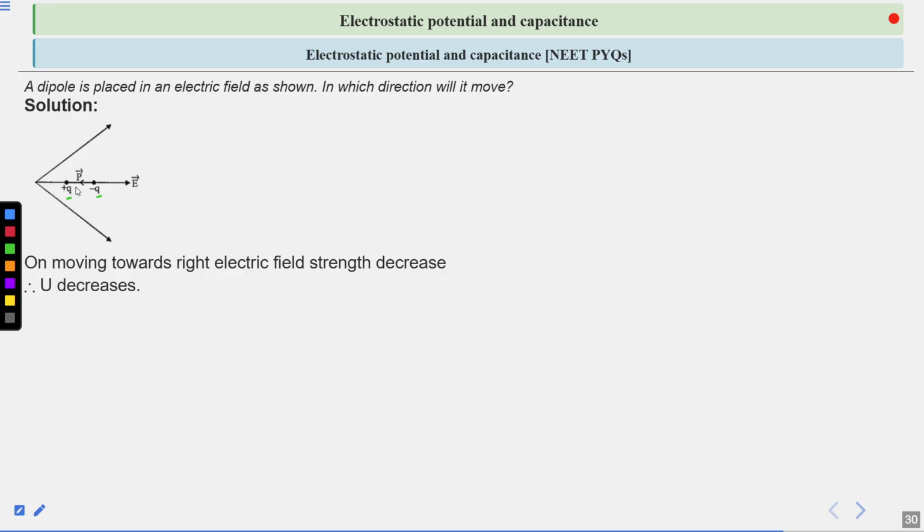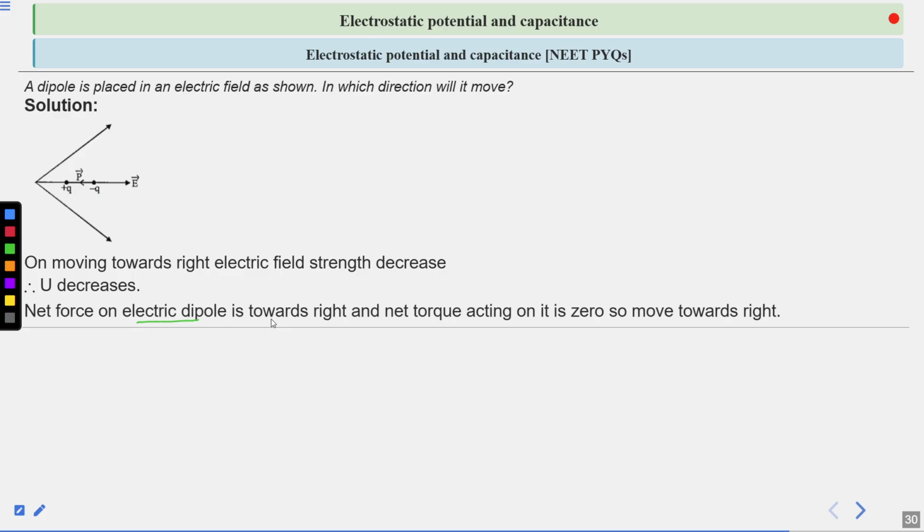We know what stable equilibrium is: if the dipole moment is in the direction of the electric field, that is stable equilibrium. But if it is anti-parallel to the electric field, then it is unstable equilibrium. It means no torque is applying, but the equilibrium is unstable. If we give it a small angular displacement, it will rotate and align in the direction of the electric field. Got it? The net force on the electric dipole is towards the right, and the net torque acting on it is 0. So it moves towards the right. I hope you understood it.